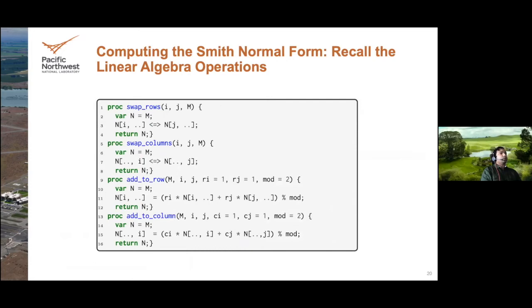And to compute these Smith normal forms, we are going to leverage the linear algebra operations that I was alluding to earlier. So we basically use these operations: swap rows, swap columns, add to rows, add to columns. So these set of functions, as you can see in Chapel, are very, very concise. We don't have to go element-wise, and the notations and everything are very easy to follow and implement.